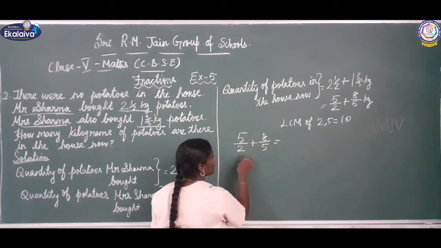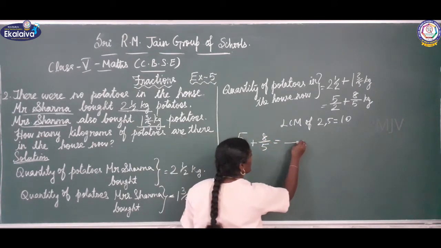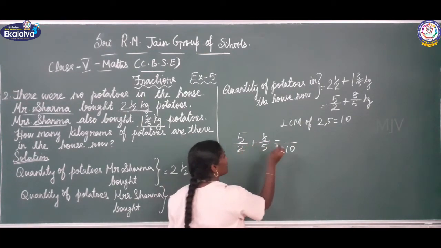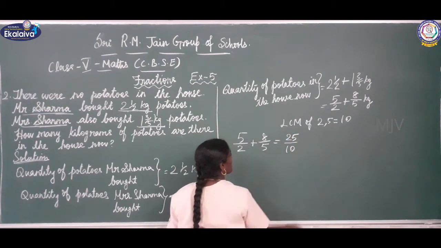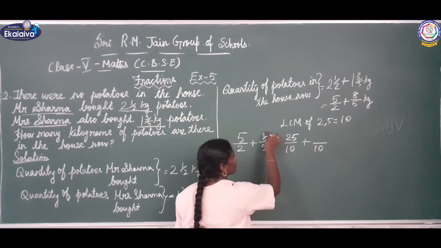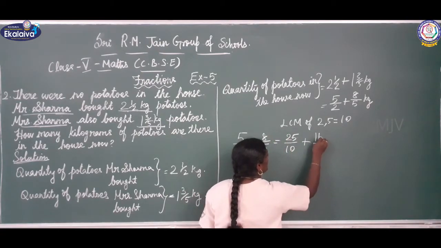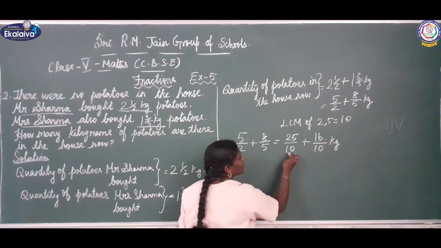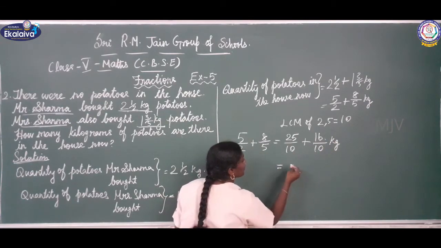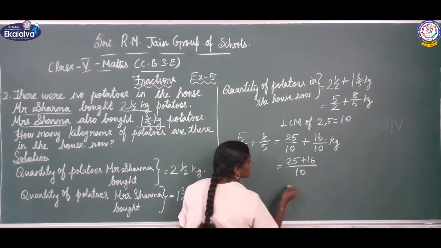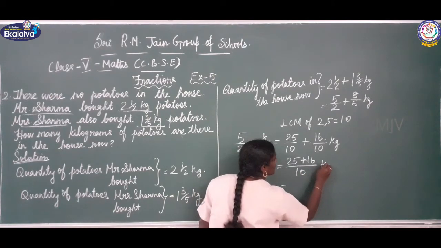Here the first fraction is 5 by 2. In 2 table when you will get 10? 2 5s are 10. So we have to multiply the numerator by the same number 5. Then we will get 5 5s are 25 plus 8 by 5. Here in 5 table when you will get 10? 2 times. So we have to multiply the numerator by the same number 2. 8 2s are 16. Now these two fractions are like fractions, so we can add the numerators. So 25 plus 16 by 10 kilogram.